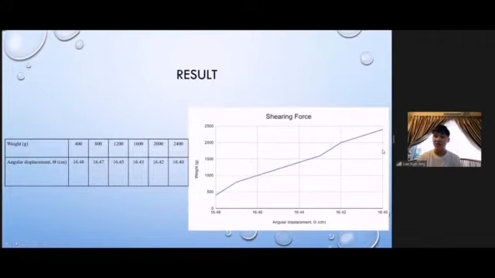For 2,000 gram, we got an angular displacement of 16.42. And for 2,400 gram, we got 16.4. So for the shearing force, there's a graph which has a positive correlation. This graph shows the weight against angular displacement.